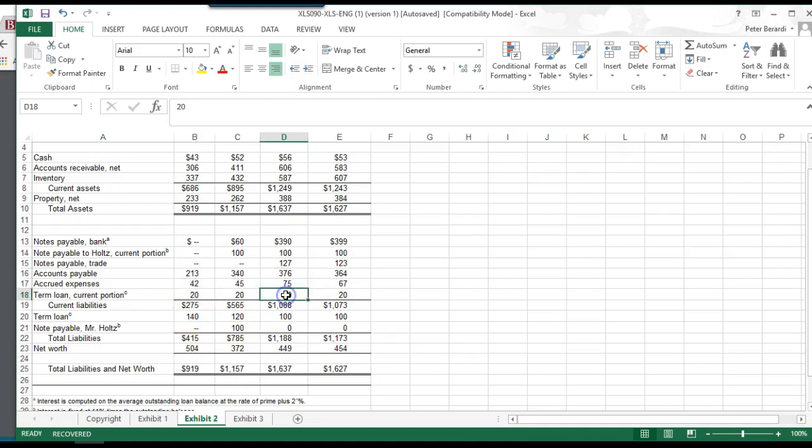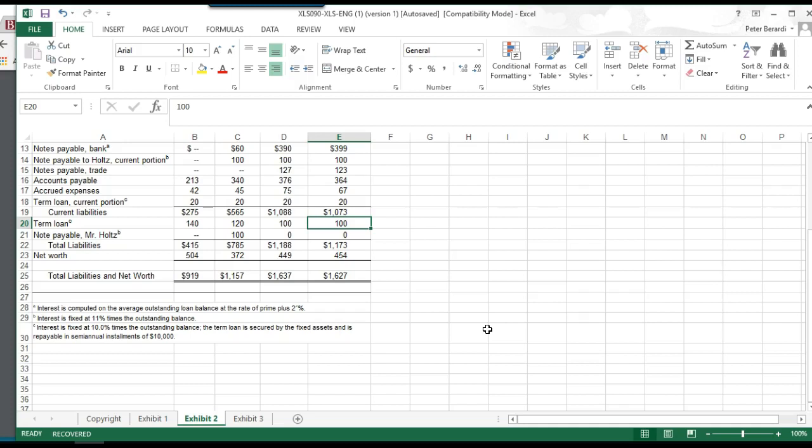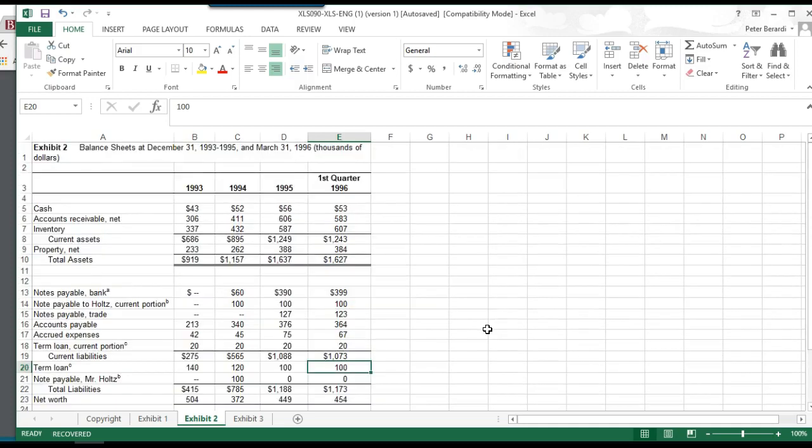As far as your term loan, stick with your 20 here for your term loan to come up with your projected balance sheet, because that's what they've done here. The good thing is this note payable goes away. The term loan is at $100,000 here, so you might want to keep that on the books and come up with the projected balance sheet.